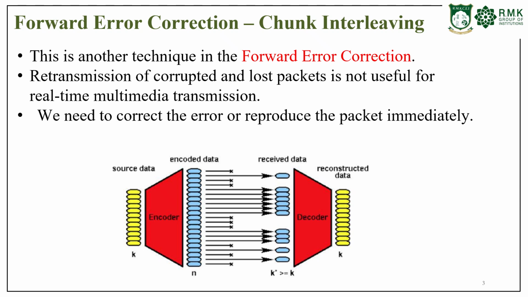Retransmission of corrupted and lost packets is not useful for real-time multimedia transmission. In that case, we have to correct the error and reproduce or send the packet immediately. Here you can see the schematic of how the data is encoded using an encoder and transmitted to the receiver's end. If you observe, we can clearly see that there is a loss of some data packets taking place. How this is going to be overcome or detected is what we are going to see in the concept of chunk interleaving.